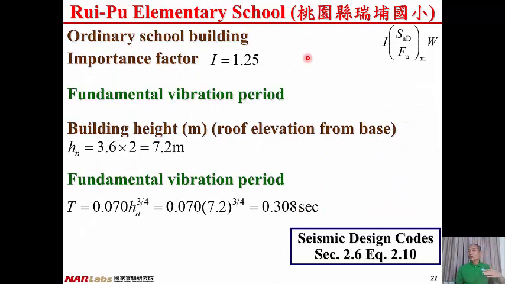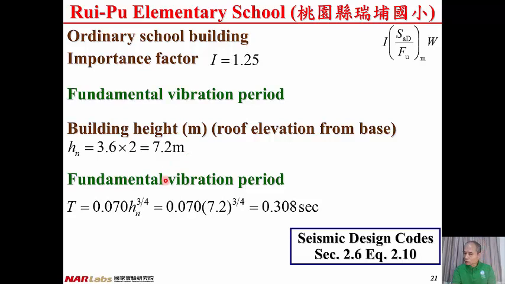Because this is an ordinary school building, the importance factor I equals 1.25. It is classified as Category 3, a building for public use with high occupant density. The building height, that's the roof elevation from the base, equals 3.6 by 2, equals 7.2 meters.